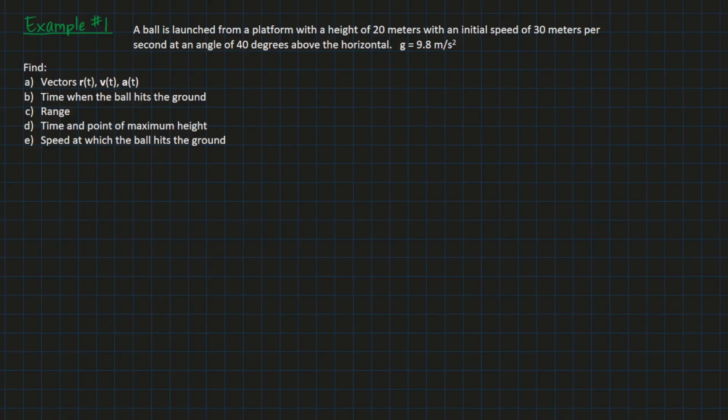Let's do an example. A ball is launched from a platform with a height of 20 meters with an initial speed of 30 meters per second at an angle of 40 degrees above the horizontal. And we're going to use g equals 9.8 meters per second squared as the acceleration due to gravity. I'm going to draw a diagram with the information that's given.